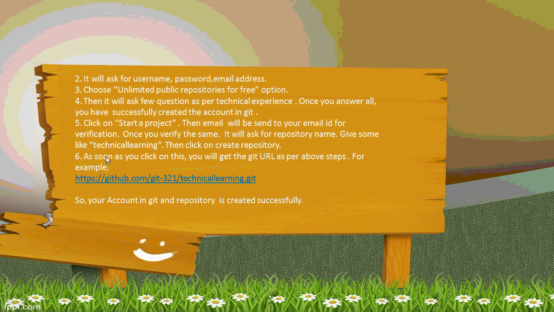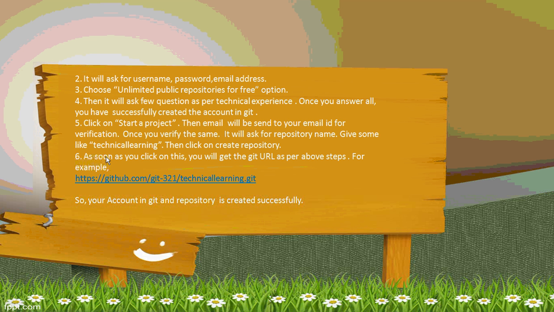Then you have to go to your email account and click on the link which they have given, so that your email will get verified. As soon as your email gets verified, click on start a project. It will ask for a repository name. As shown here, I have given a name like technical learning. So once you click on create a repository, a URL will get generated for you.